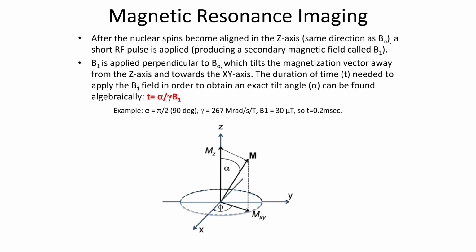It's just algebra. So put alpha as pi over 2, use the constant gamma, and make sure your units match up and cancel. So we're going to do megaradians per second per Tesla. And you pump all these numbers through the calculator, and you find that you have to apply your radio frequency pulse for about 0.2 milliseconds in order to turn the angle of the M vector 90 degrees. And so for the purposes of this class, we're always going to change the M angle 90 degrees.